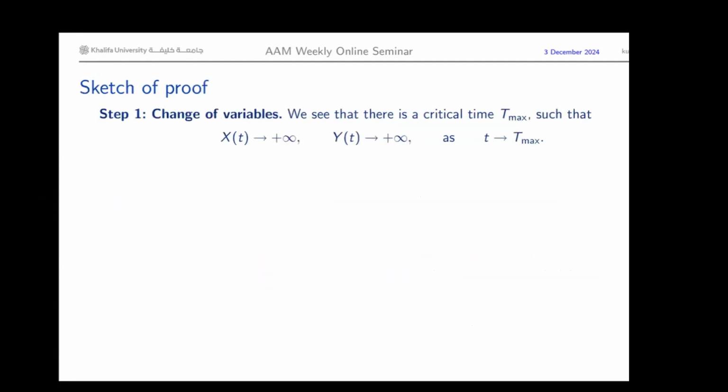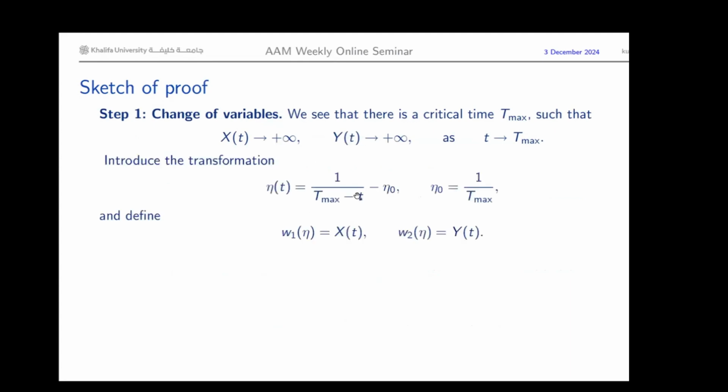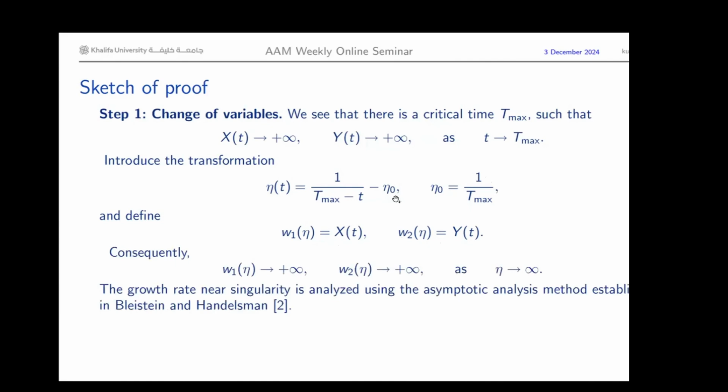So again, here I will give only the sketch of the proof, hopefully I do not miss too many of the details. The first step that we need to do is to provide the change of variable. From our previous results, we already see that there exists a critical time such that as t goes to t max, x and y go to infinity. We introduce the following transformation eta. So as t goes to t max, eta will go to infinity. Now by performing the following change of variable, we will be able to see that when eta goes to infinity, our function will also go to infinity. So it will free ourselves from dealing with fractions.